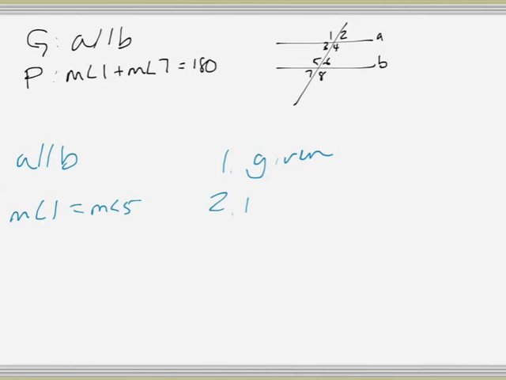1 is the same size as 5 because if lines are parallel, corresponding angles are congruent. We're using the equals and the m's instead of congruence, but that's fine. That means the same thing.